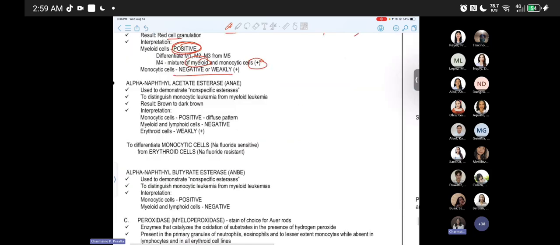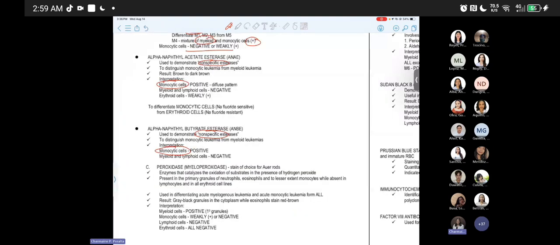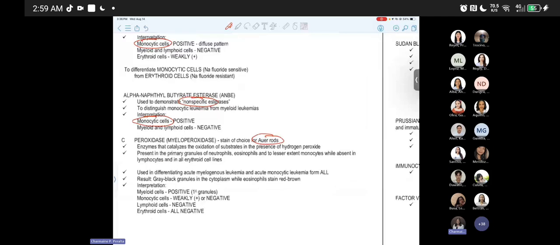Next, alpha-naphthyl acetate esterase. So yun na nga, non-specific ang acetate and butyrate. So strongly positive, monocytic cells. Next, we have myeloperoxidase. This is the stain of choice for our rods, kaya siya ginagamit for FAB classification. So ang MPO is present in the primary granules of granulocytes, lesser extent ng monocytes, walang MPO ang lymphocytes, kaya ginagamit ang MPO to differentiate lymphocytic leukemia from myeloid leukemia.